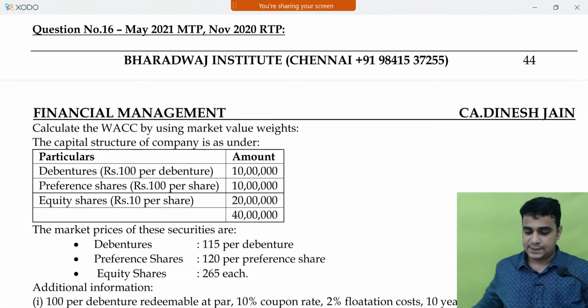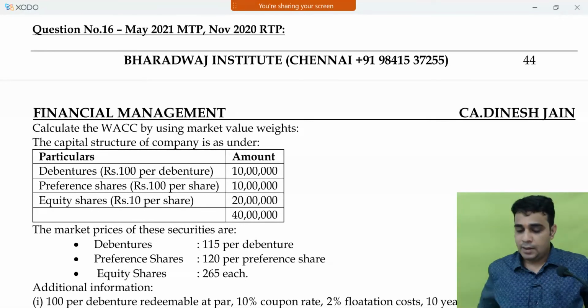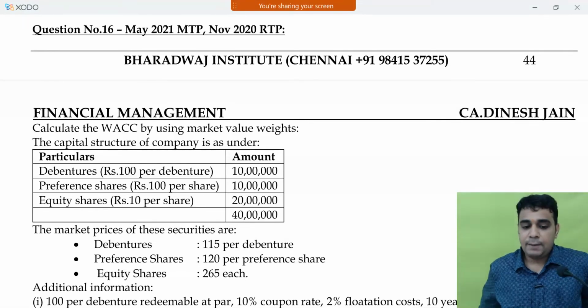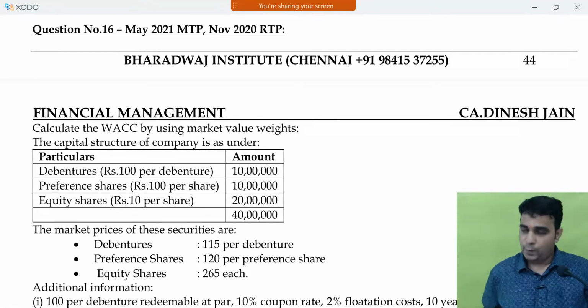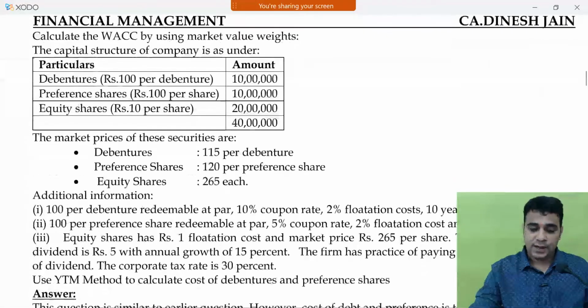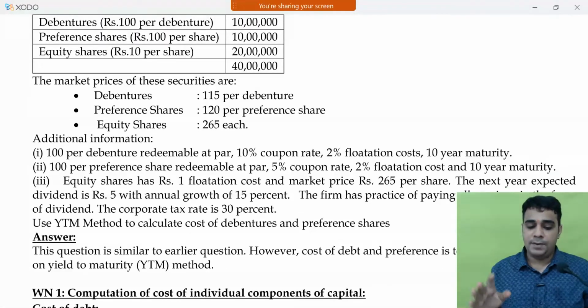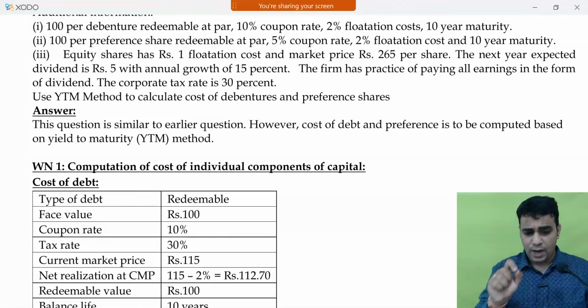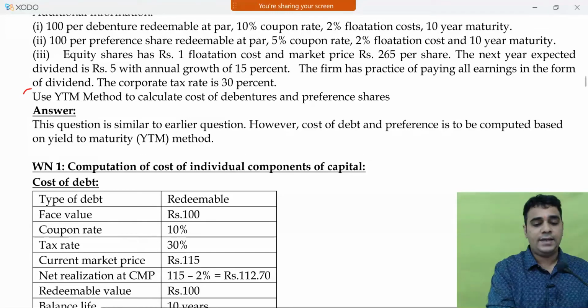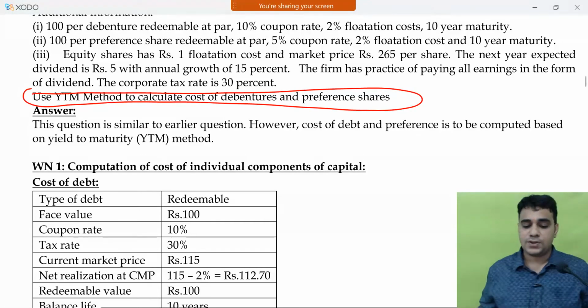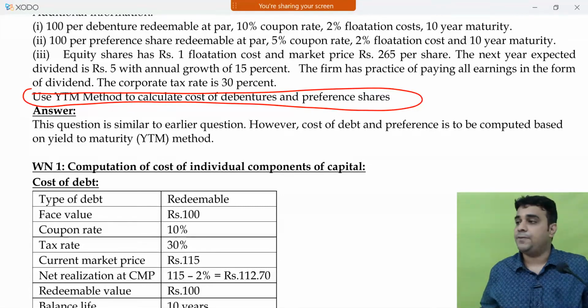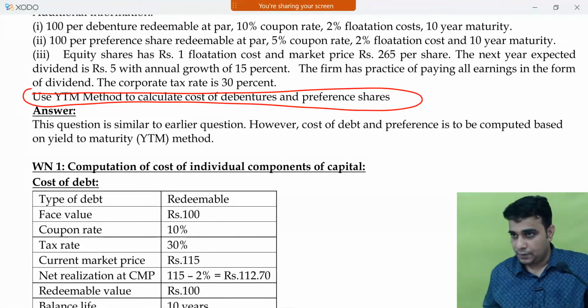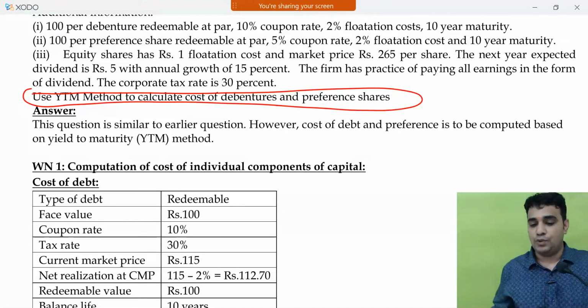Okay, let's come to question 16. It is similar to one of the questions we did earlier, but there's only one change. Compute WACC using market value weights: debenture, preference share, equity share, and the market prices of these securities. Additional information: 100 per debenture, redeemable at par, 10% coupon rate, 2% flotation cost, 10-year maturity, all that is fine. The question says you are required to use the YTM method to calculate the cost of debenture and preference share. The YTM method is your IRR method.